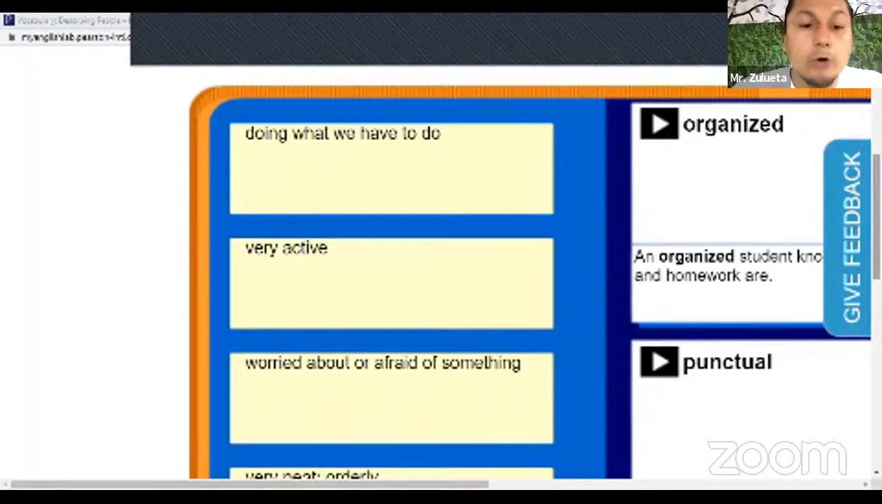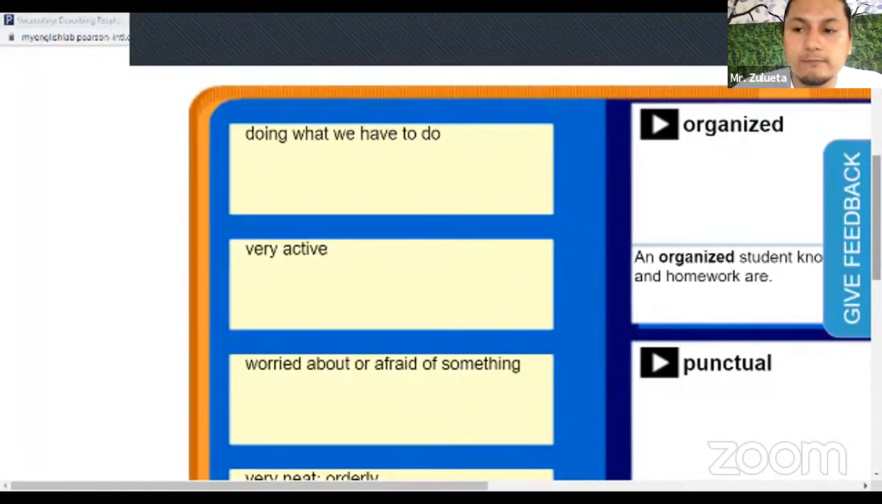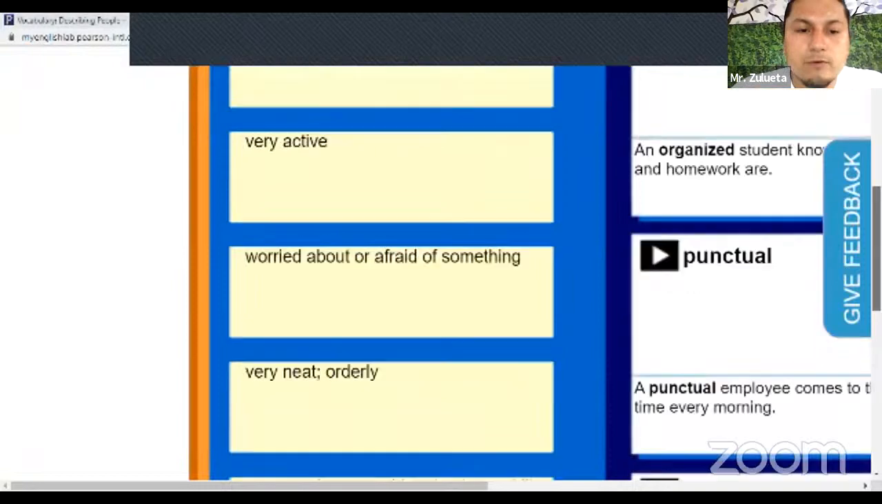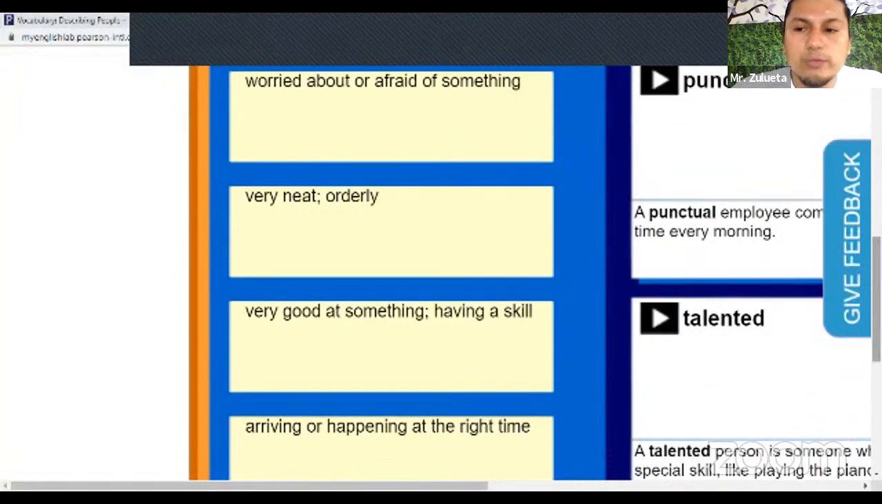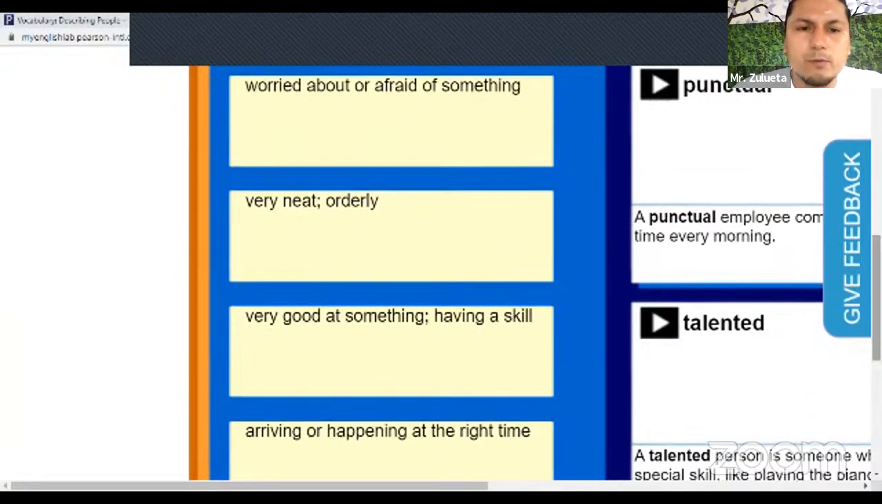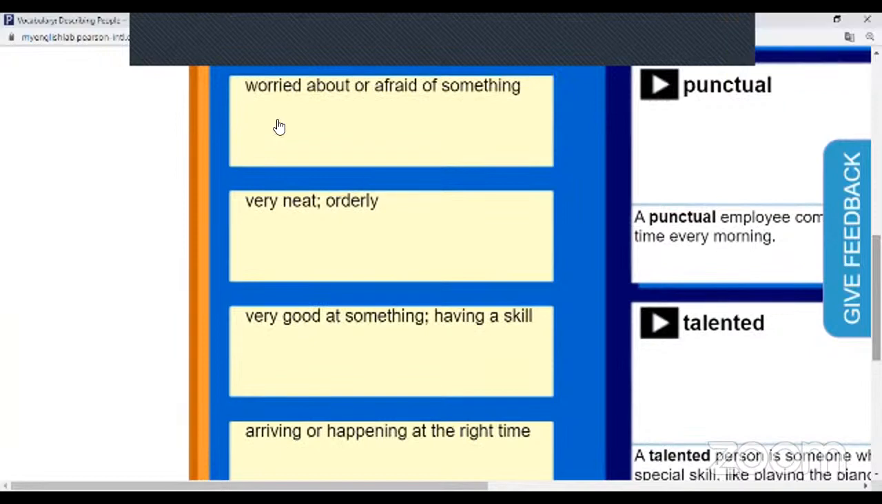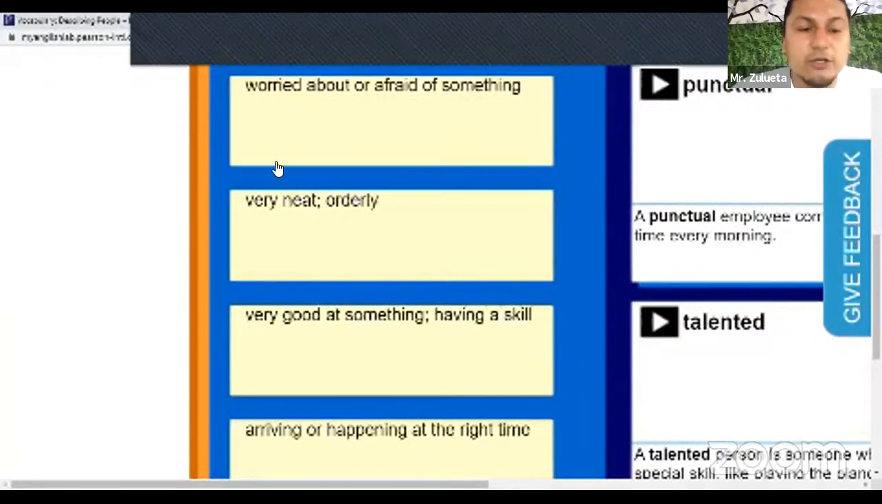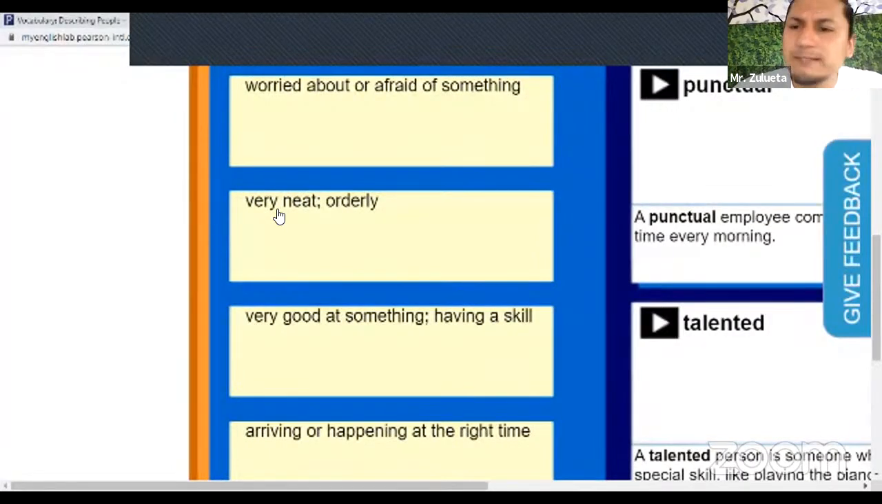Okay, number 3, worried about or afraid of something. What would that be? Nervous. Nervous. Good. Next, very neat, orderly. Organized. Organized sounds correct. Thank you very much.